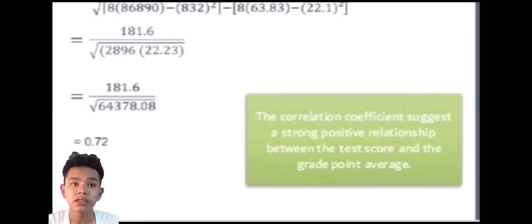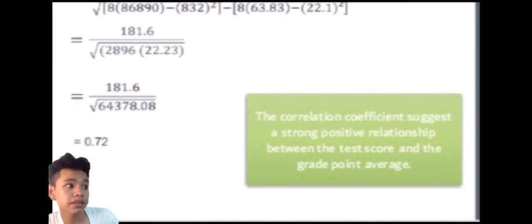Ang 0.72 is the correlation coefficient, which shows a strong positive relationship between the test score and the grade point average. Okay, so between the test score and GPA, there is a strong positive correlation. So, ang ibig sabihin, kung mas mataas yung test score niya, may posibleng mataas din yung general point average niya.